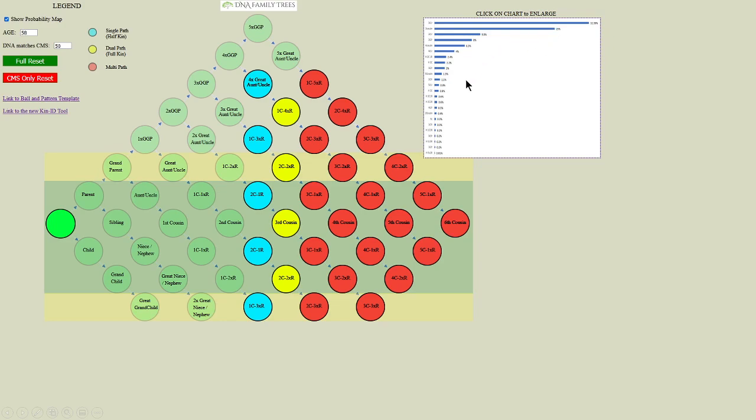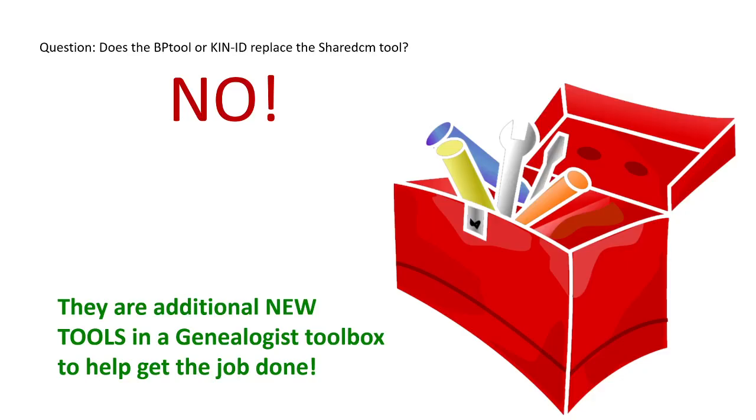Here's that chart that you see that came from the KinID that's integrated with the ball and pattern tool. You can click on it, so you can just enter the centimorgan, or if you want to look at a bunch of them and just use the KinID tool, you can use it as well. All right. So does the ball and pattern tool and the KinID replace the shared centimorgan tool? No. Heck no. It's totally different, and it's another tool in the toolbox.